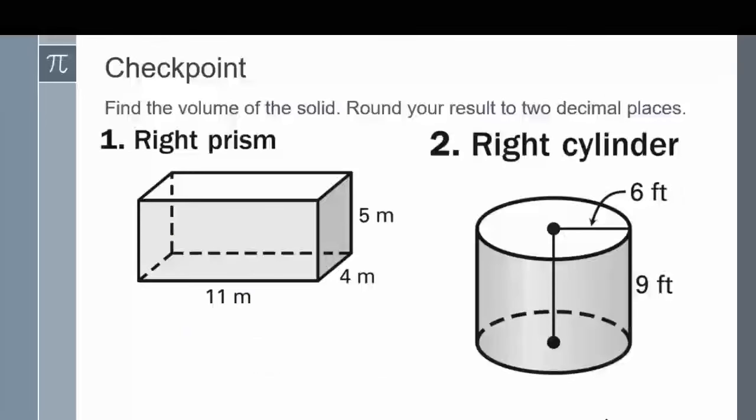Alright, checkpoint problems number 1 and 2 are yours. For each of these problems, find the volume of the solid. Round your result to 2 decimal places. For problem number 1, find the volume of the right prism. For problem number 2, find the volume of the right cylinder.